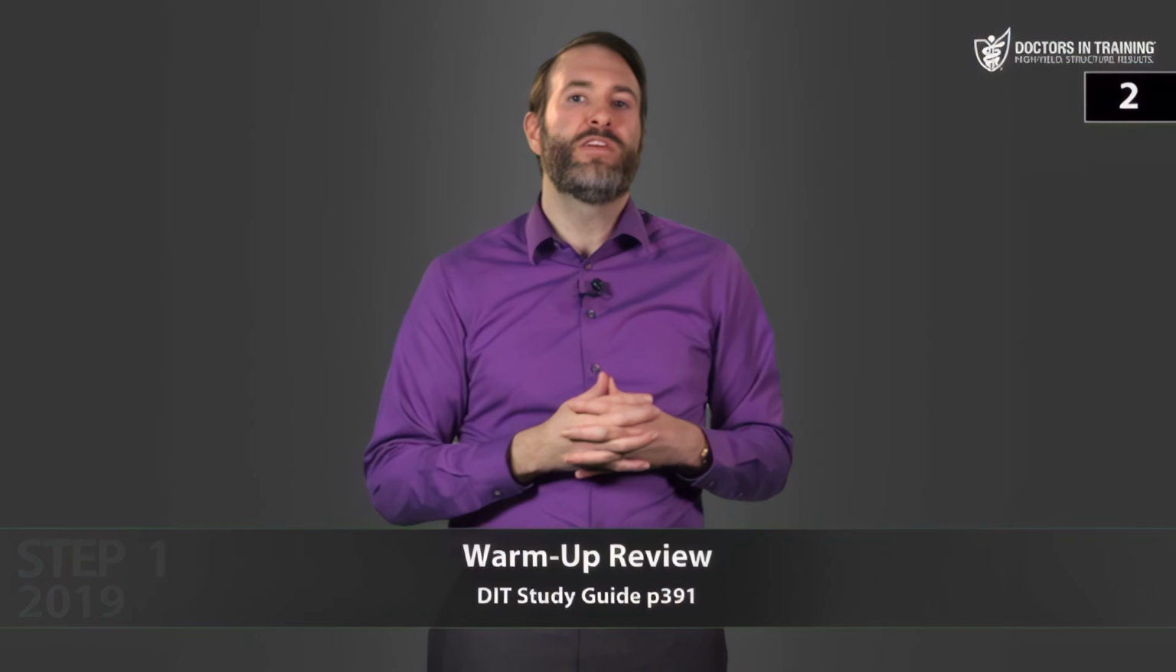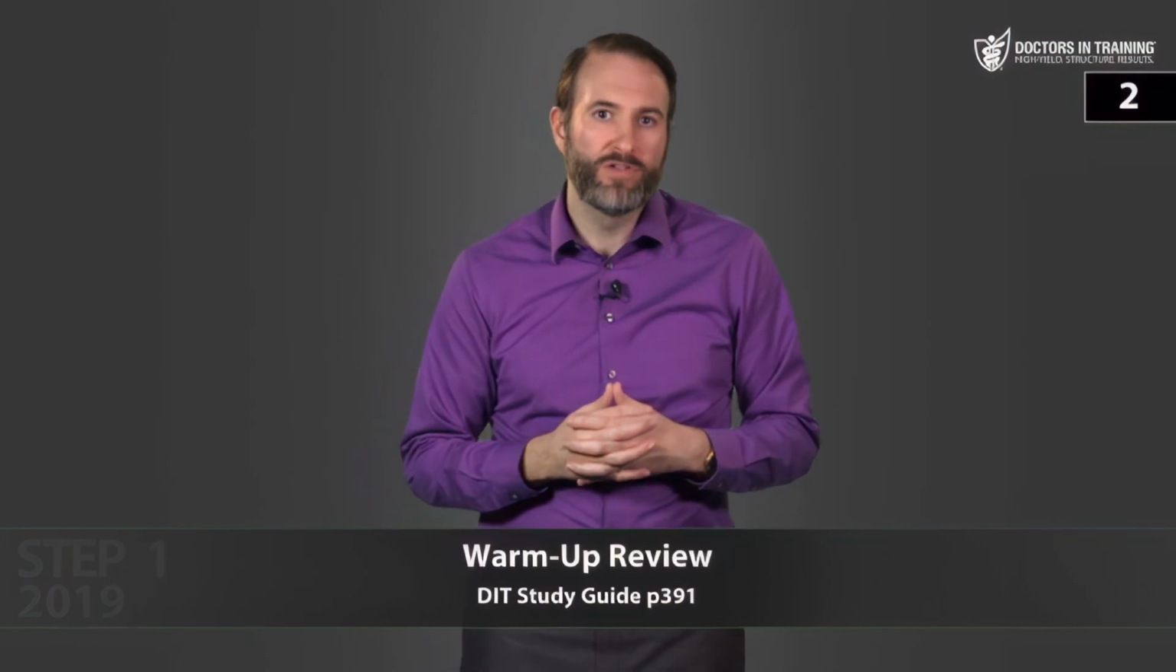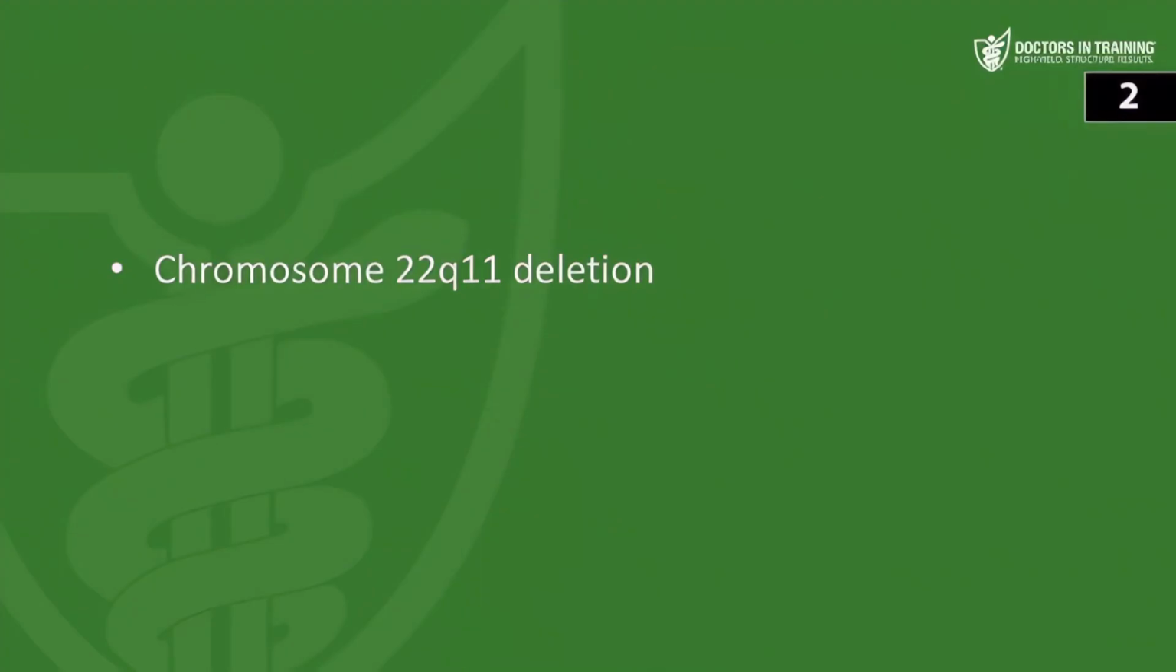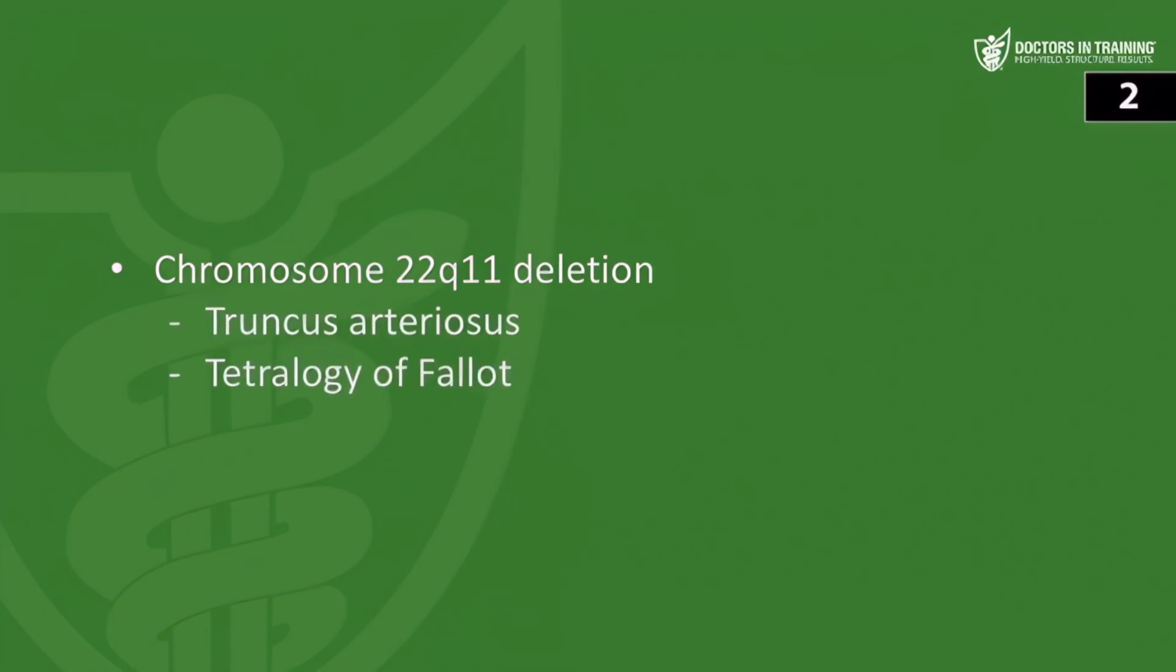Next, which heart defect is associated with each of the following disorders? So first we have chromosome 22q11 deletion, so this is associated with truncus arteriosus and tetralogy of Fallot. Keep in mind that the question is asking for heart defects, but definitely also know that that 22q11 deletion is well known to be associated with DiGeorge syndrome.